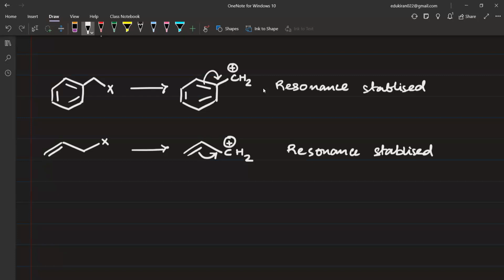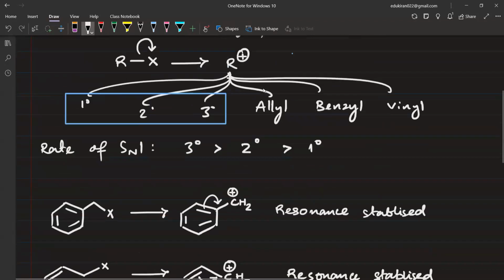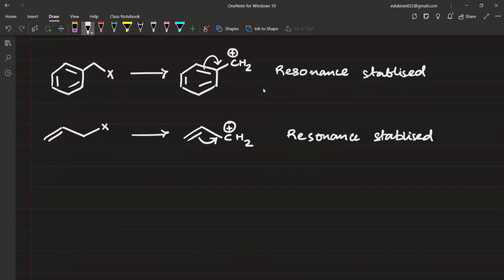So both of these are also what? These are also resonance stabilized. Now let us look at the vinyl carbocation. If I look at vinyl, vinyl will have a C bond which is doubly bonded and directly attached with a halogen atom. Now, if you look at this particular bonding here, this is CH2 double bonded with CH. CH is having positive charge.